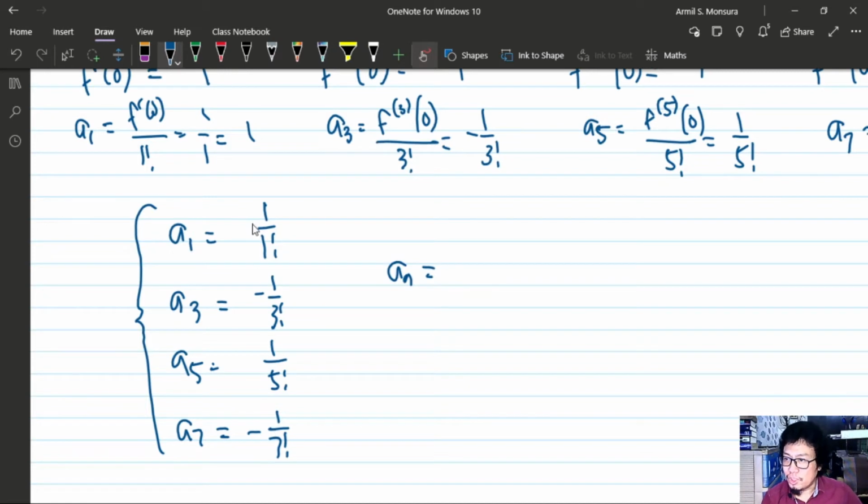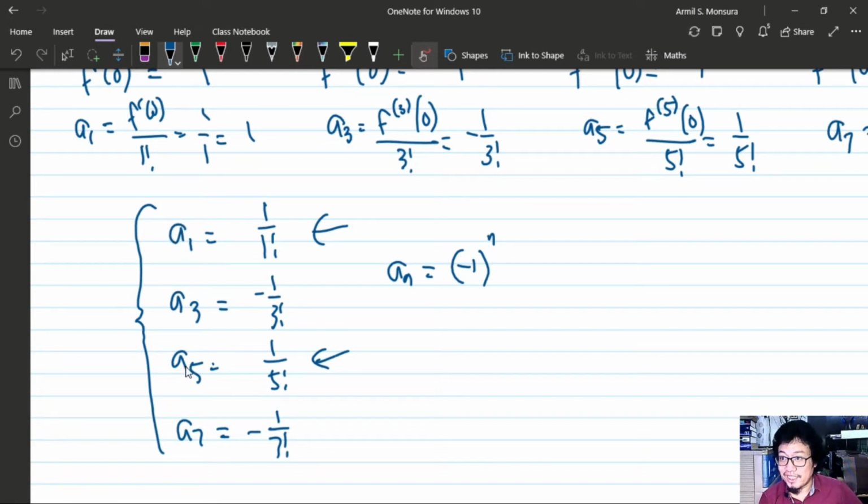You see that the given Maclaurin coefficients have alternating signs, starting with A1. So in that case, the factor negative 1 raised to n would appear. Now, since these are all odd terms, we will consider this and this to be the odd numbered terms.